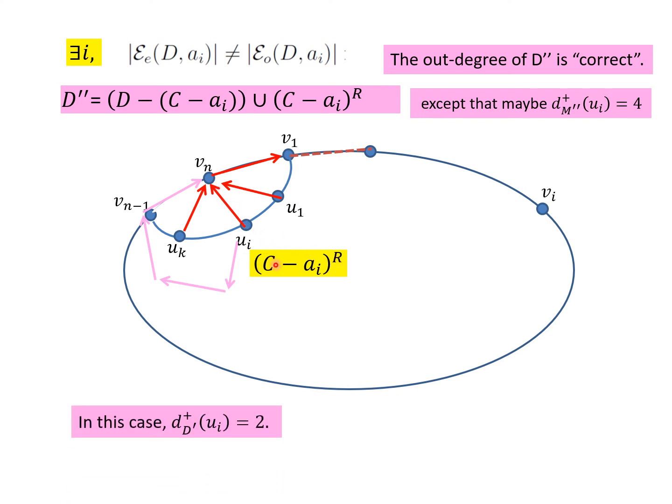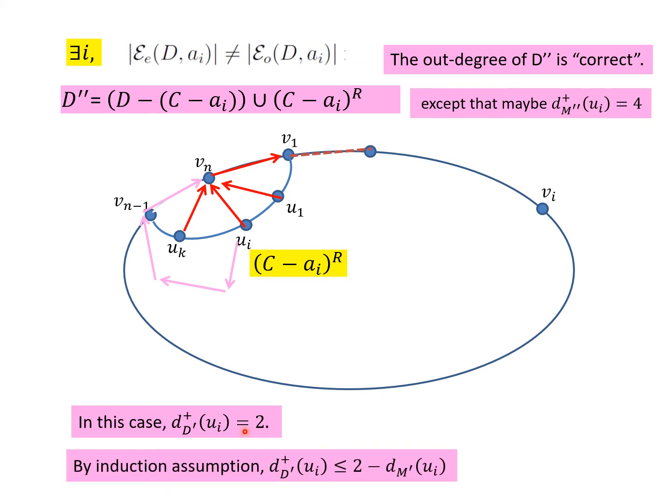If it's 2, that means, because by the induction hypothesis the out degree should be 2 minus dm prime ui, this has to be 0. This has to be 0. If 0, it means that this vertex is not covered by this M prime. This is not incident to any edge in M prime. That means I can add this edge, this arc, to M. After adding this to M, then I can remove this. After removing this, the out degree becomes correct. The out degree is 1 less, right? So it's 3 now. It's okay.